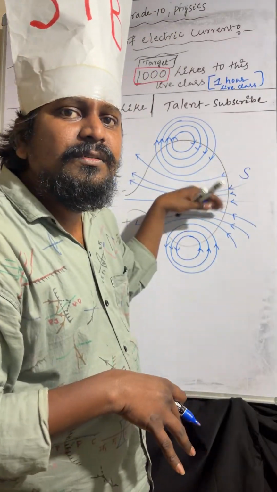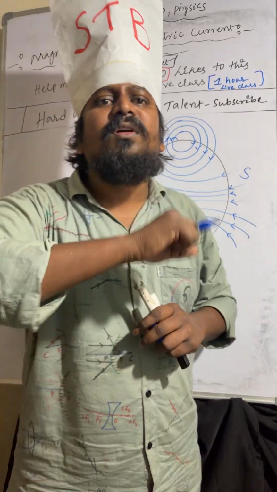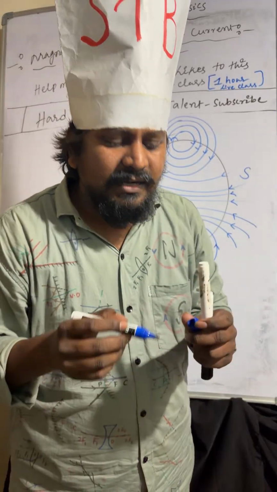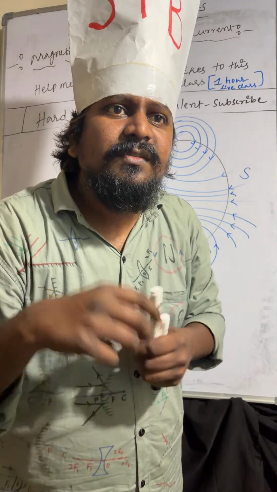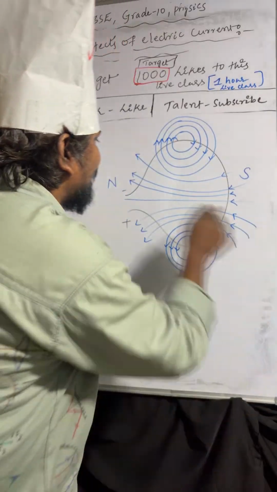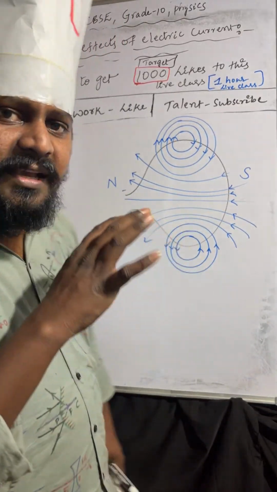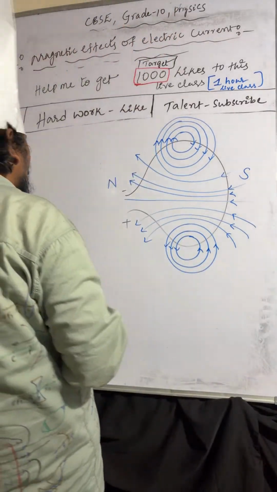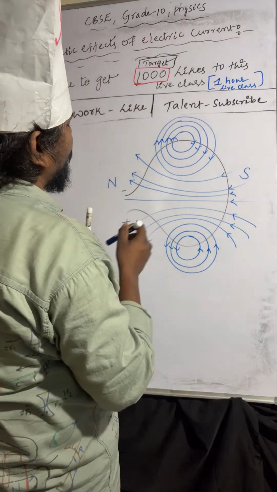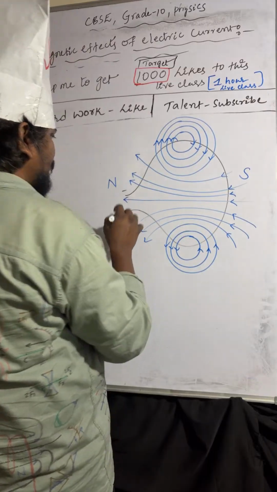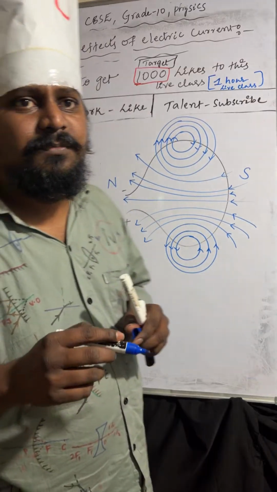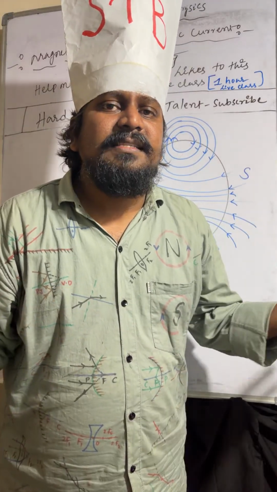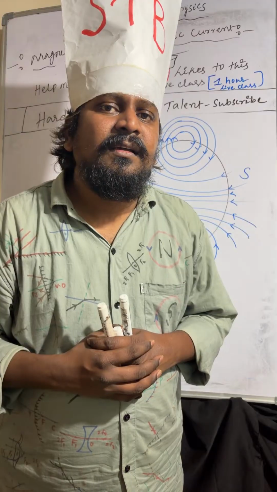And one more thing you need to understand: at the center the field lines become parallel lines. Yes or no? They became parallel lines, right?